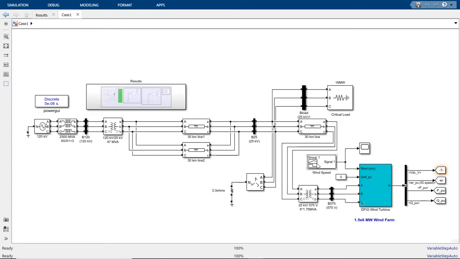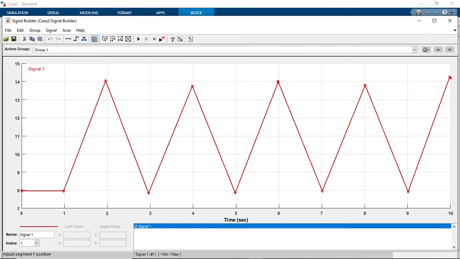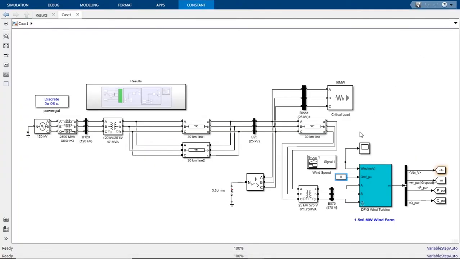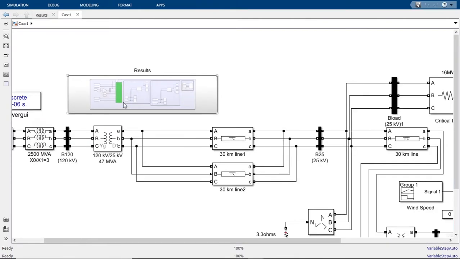If you see the wind speed, I have made it in a way that it is fluctuating with time. Let me show you. You can see the speed of the wind is changing with time. The speed is in meter per second. Now here is one more block, which is the results. Here we will see the results. Let me zoom it a bit.